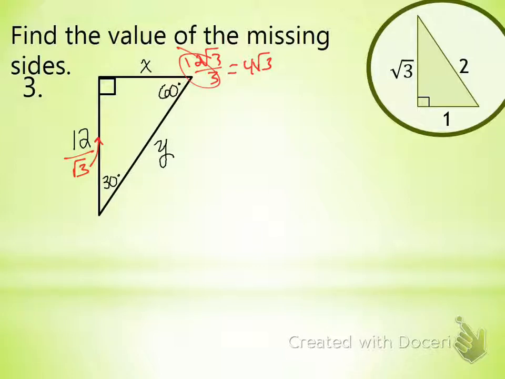Now that we have the short leg of 4 radical 3, I multiply it by 2, or double it, to get the hypotenuse. That's just a matter of doubling the coefficient and getting 8 radical 3.